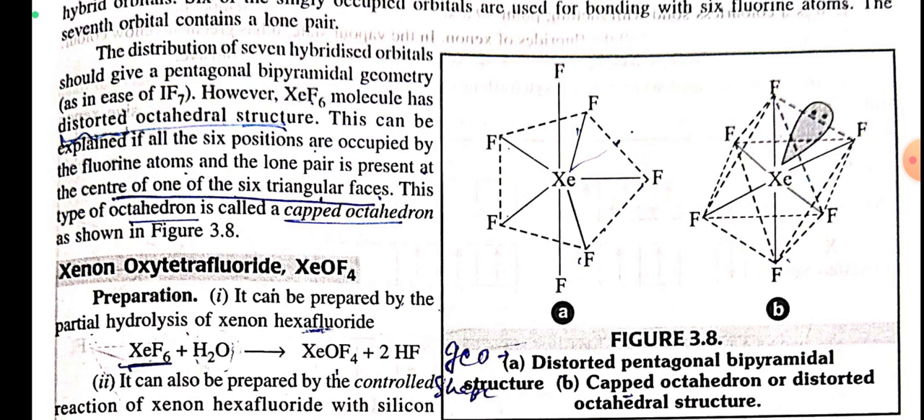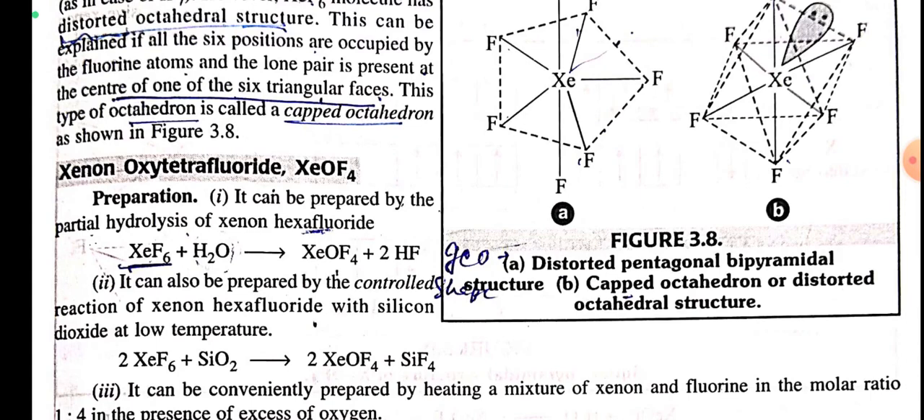This can be explained if all the 6 positions are occupied by the fluorine atoms and the lone pair is present at the center of one of the triangular faces. This type of octahedron is known as a capped octahedron.